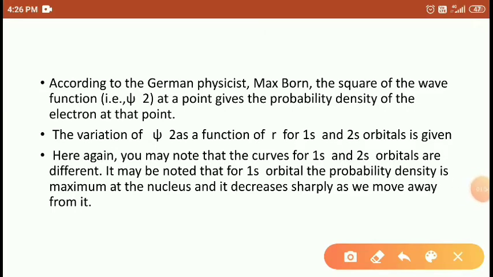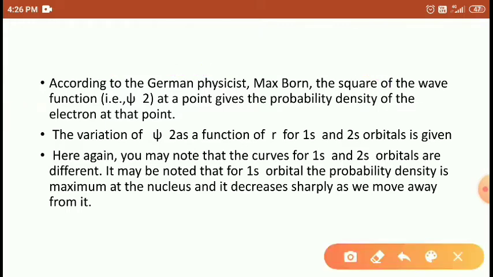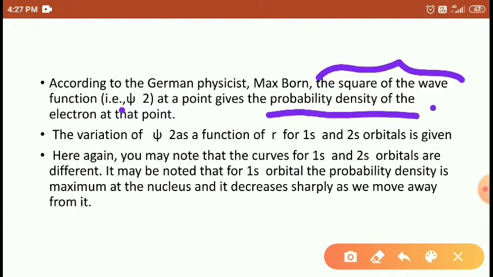According to the German physicist Max Born, he used psi as a square. Why did he use the square? Because he explained that the probability of electron density is high near the nucleus. That's why he used the value psi square, that is, wave function square. The wave function square is the probability density of electrons at the point.